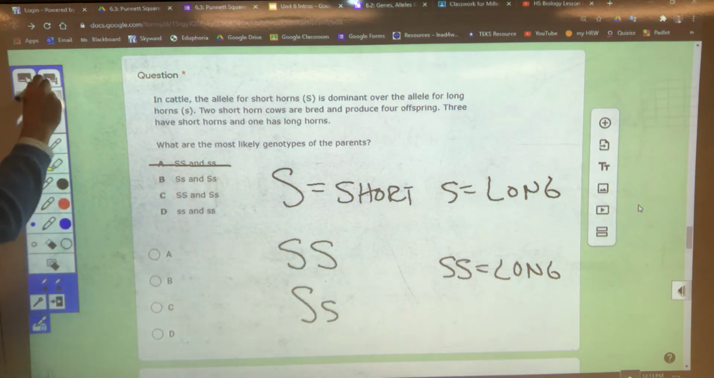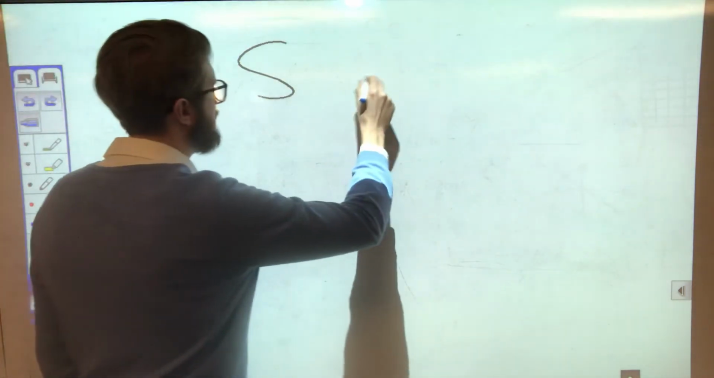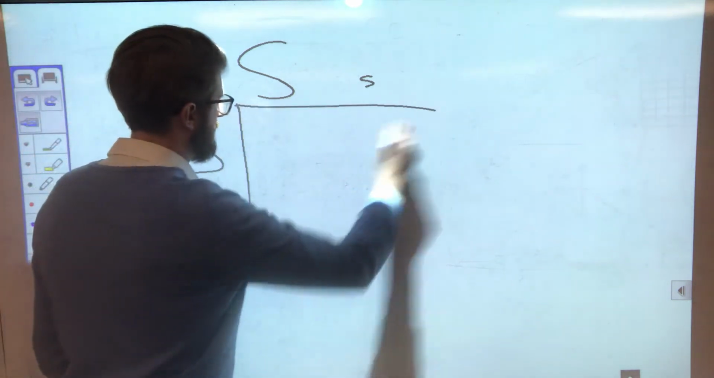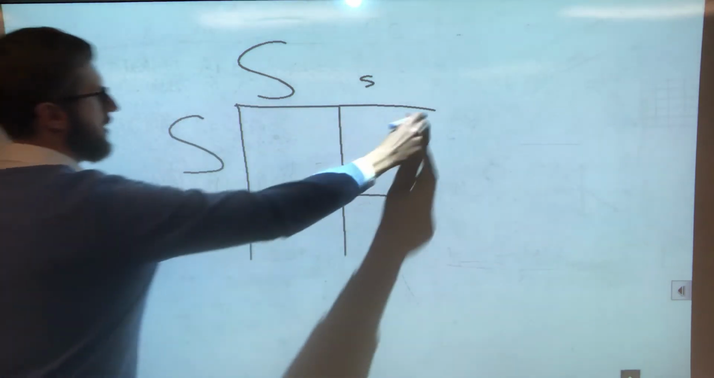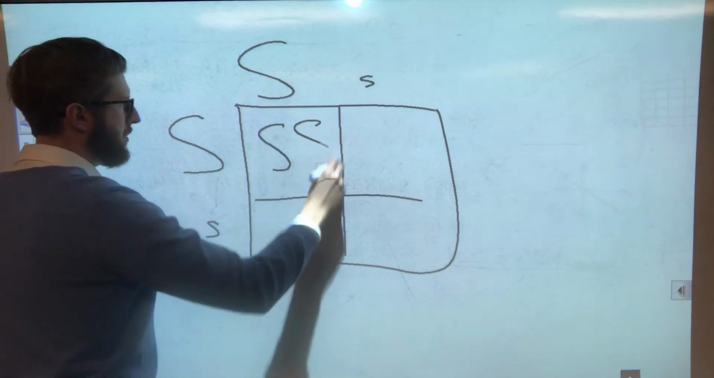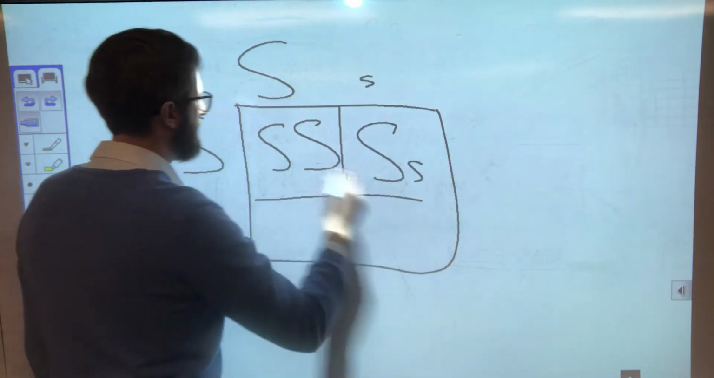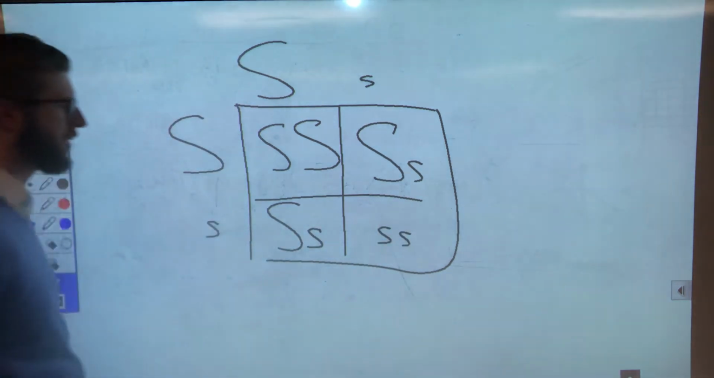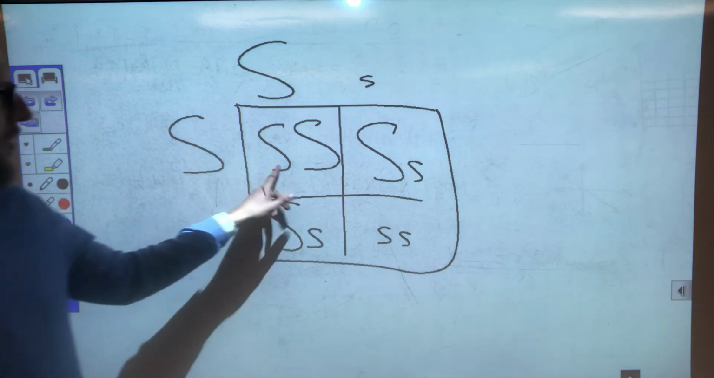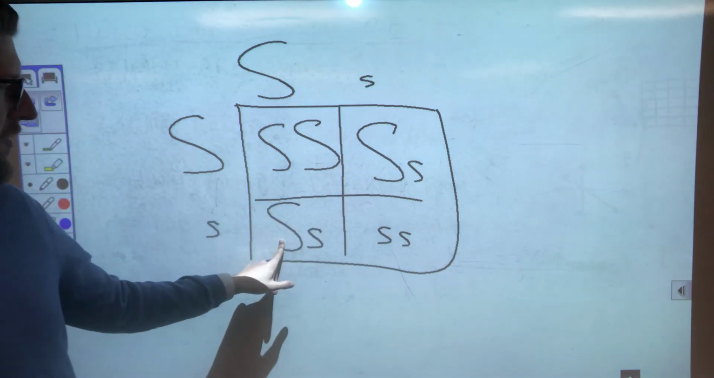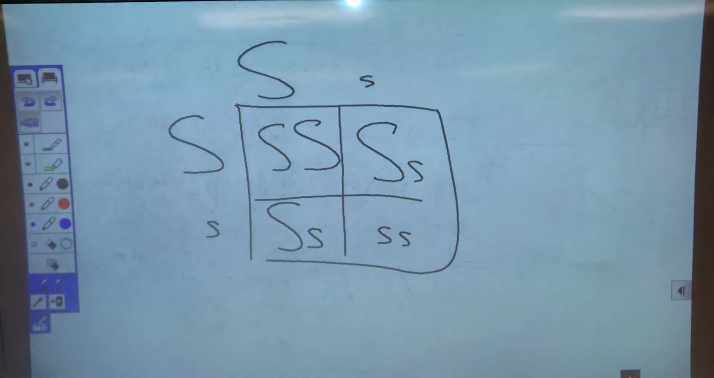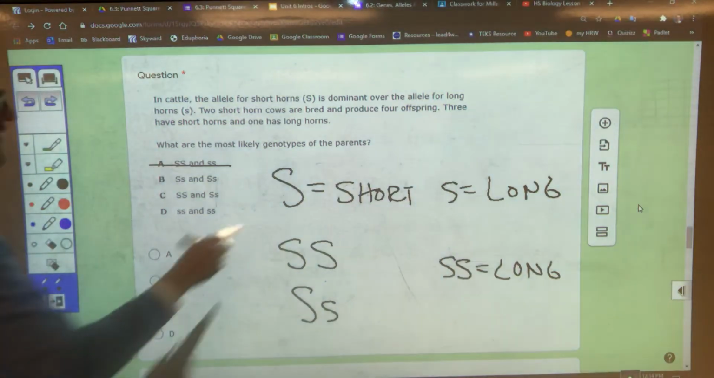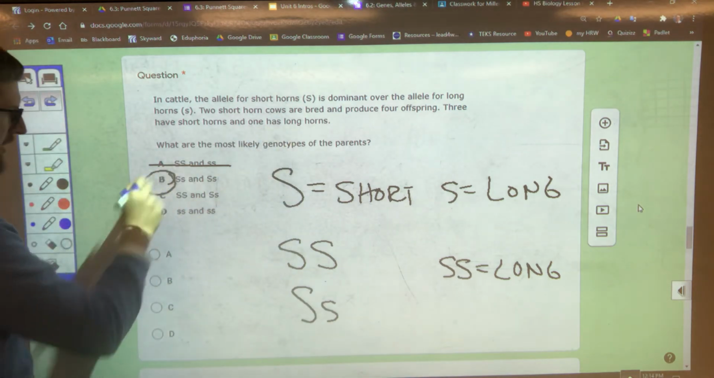Well, let's find out. Big S little s and big S little s. Okay. So we've got big S big S, big S little s, big S little s, and little s little s. Okay. Well, look what we got now. We got 1, 2, 3 kids who have short horns, and 1 that has long horns. So that fits the bill. It must be B.